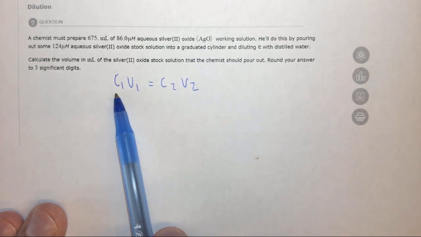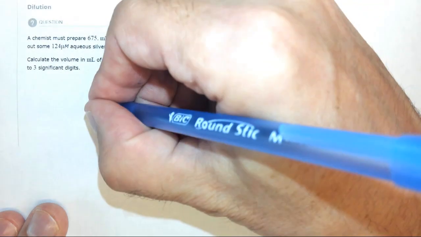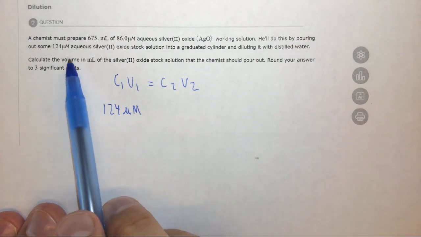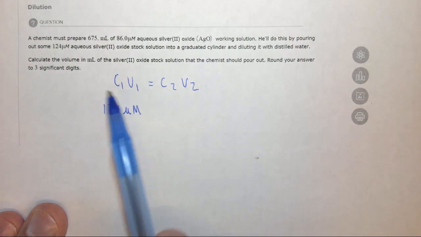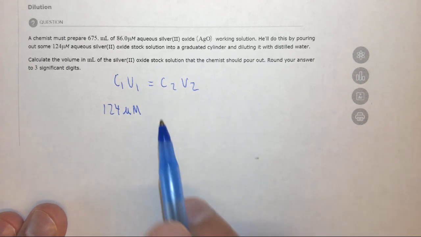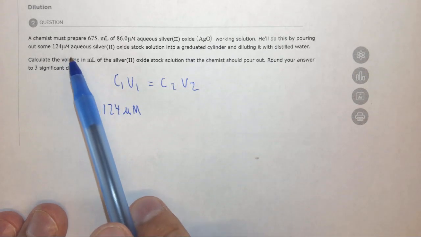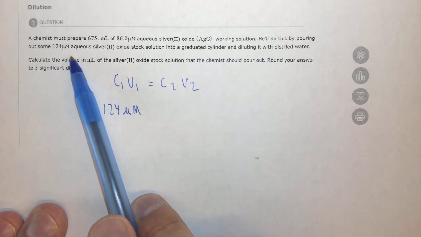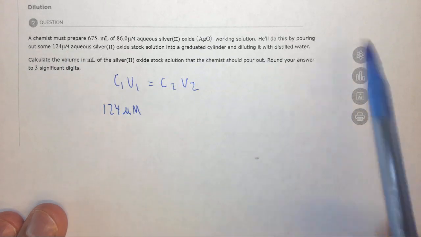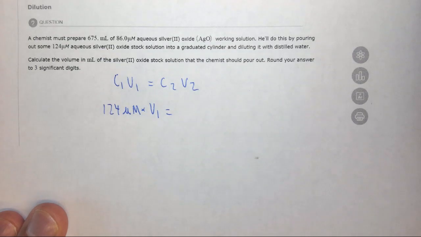So first, we need to find the initial concentration. Well, the initial concentration here is the 124 micromolar. The units don't really matter here as long as they're the same on both sides. If the units of concentration and the units of volume are the same on both sides, the intermediate units, although they may be a little strange, you do not need to pay attention to them. Next, we need to find the volume of this solution that we need to use. Well, it turns out that's the variable. That's the thing we're trying to find out and solve in this question.